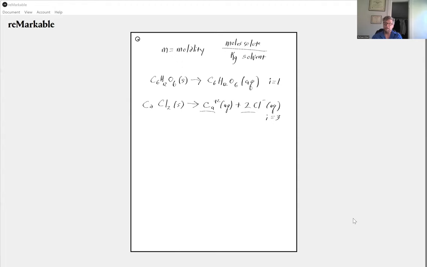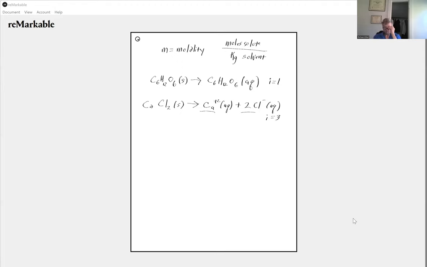Okay? So what ends up happening is 0.1 moles of sugar will not be as effective as 0.1 moles of calcium chloride, because 0.1 moles of calcium chloride will act more like 0.3. It'll be three times higher because it breaks up into these different ions.